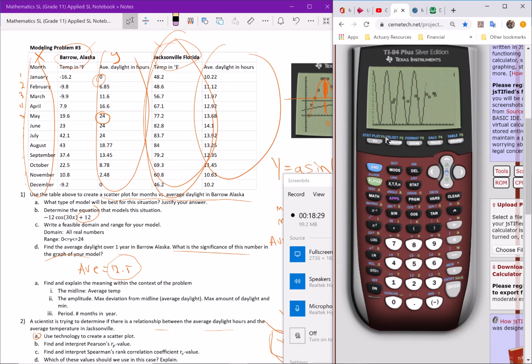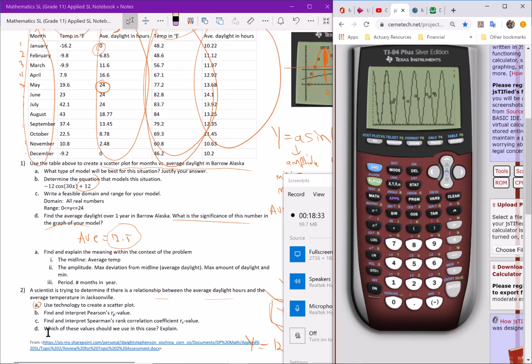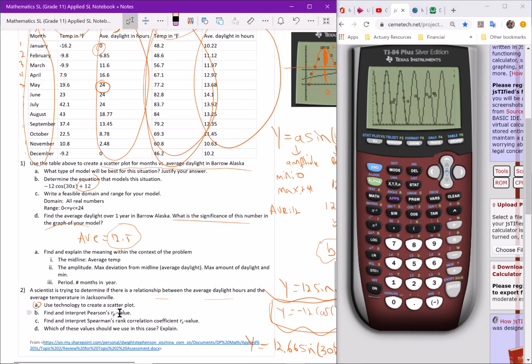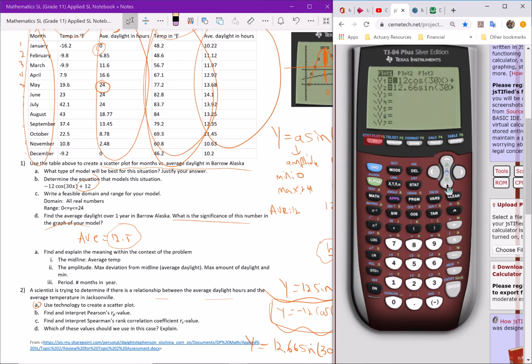I need to go delete the functions that I have in there so you don't get this squiggly line. We're trying to find and interpret Pearson's R value, right? So what is the correlation coefficient? I'm going to go and delete these first so they're not on here.